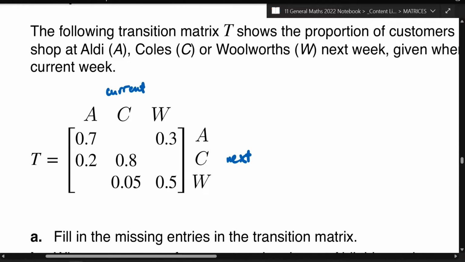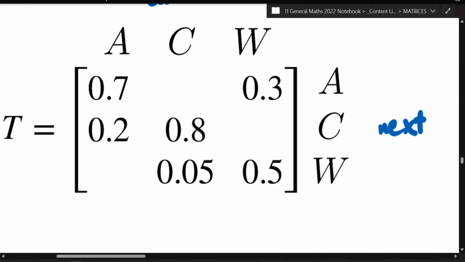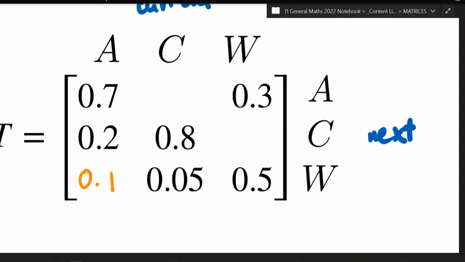Remember, the columns must always add up to 100%. Let's look at that first one. I can see the first one is 0.7, then 0.2, so that's already 0.9, which is 90%. So the remainder should be what, guys? 0.1, which is 10%.